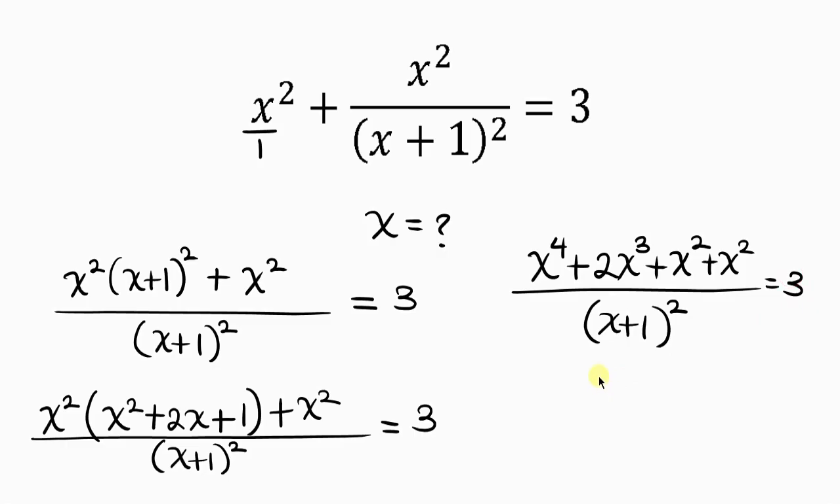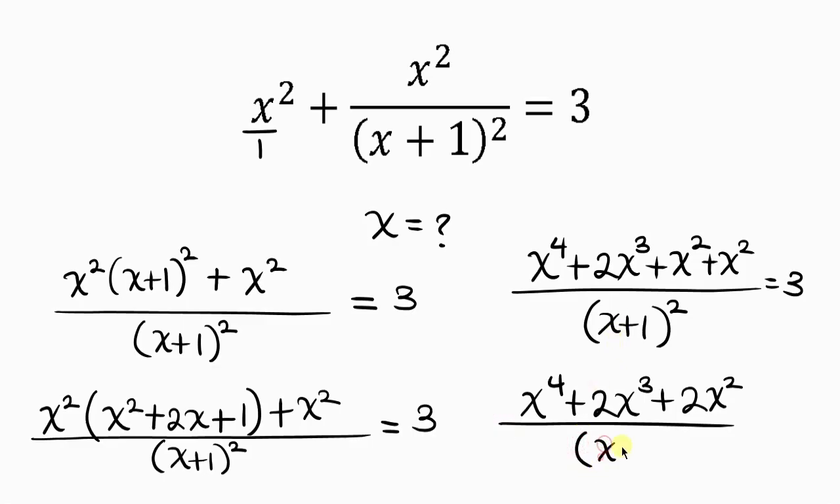Very good. Now simplifying what I have here, this gives x to the 4th plus 2x cubed, and then x squared plus x squared gives 2x squared all over the denominator, which is x plus 1 all squared, and this is equal to 3.